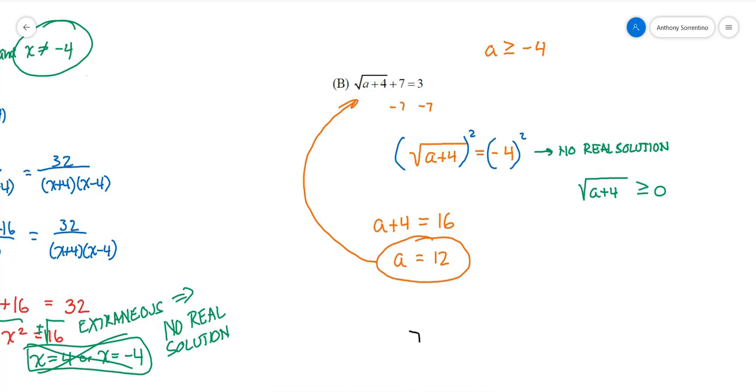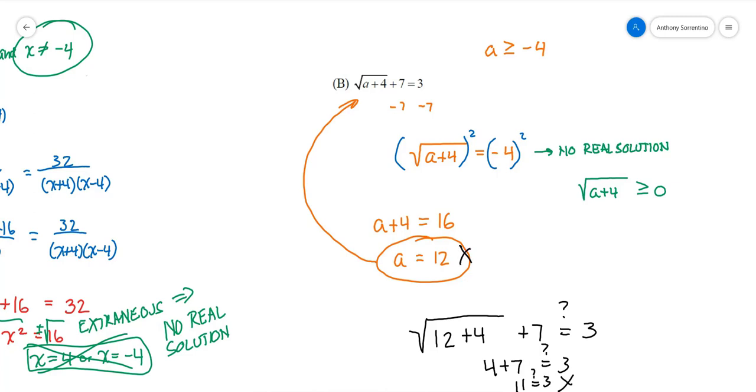If I do the square root of a, which now we're saying is 12, plus 4 plus 7, if it's an answer, it should equal 3. Well, 12 plus 4 is 16. The square root of that is 4. Does 4 plus 7 equal 3? Well, no. 4 plus 7 is 11. So that doesn't work. So this is extraneous because it simply doesn't work.